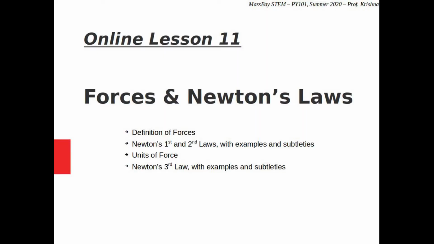This video introduced the concept of forces and introduced Newton's laws, the rules of how forces operate. In the next video, we will explore how to use these laws, particularly the second law, to explain the motions of objects.